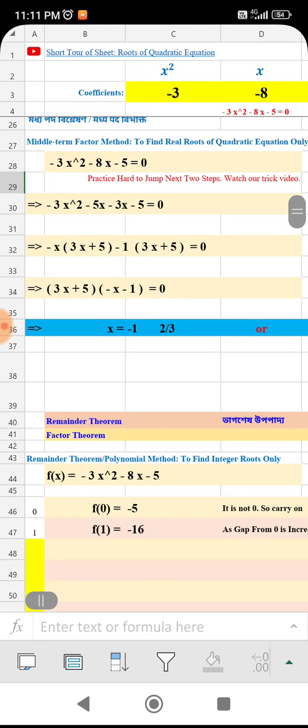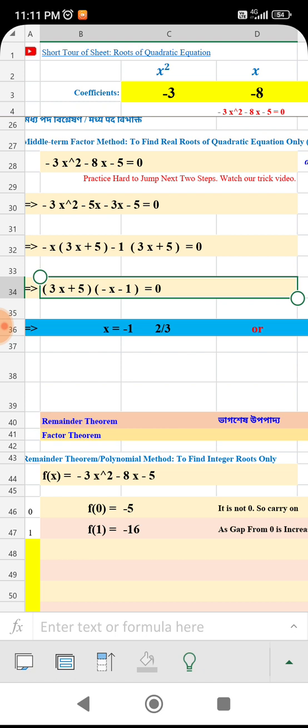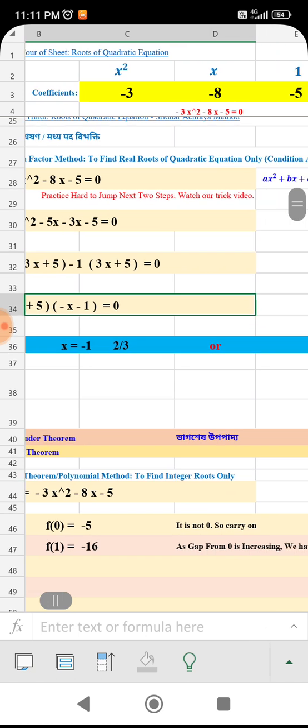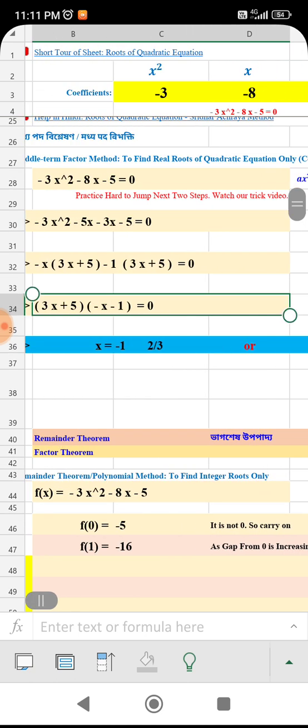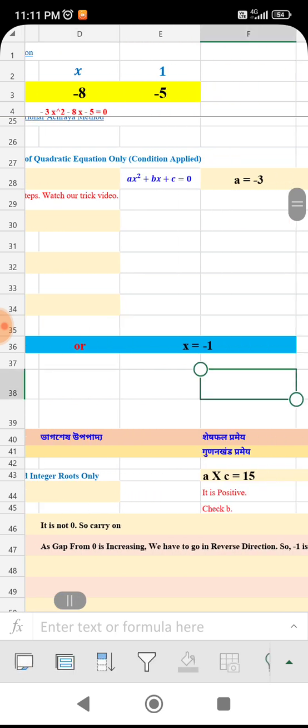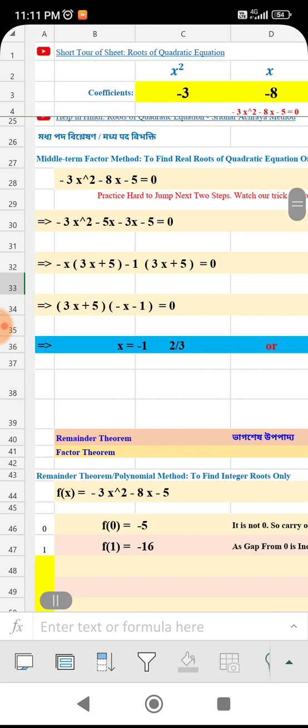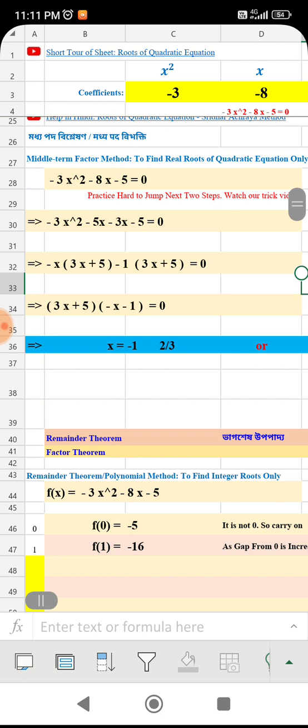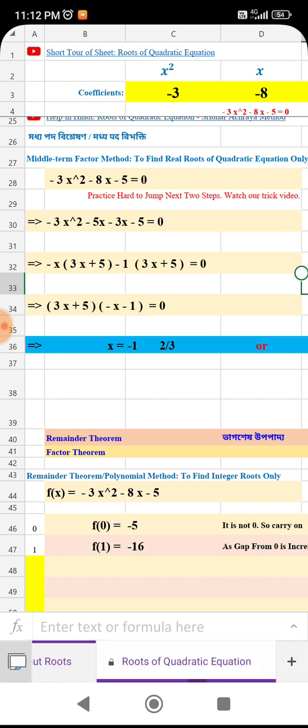Now take common from these two and we'll get the factors. Thereafter the final answer we get is x equals minus 1 whole 2 upon 3 and another one is x equals minus 1. But it is not the end. This could be done very easily. Even from my saying, you can do this very easily. So we want to take another number.